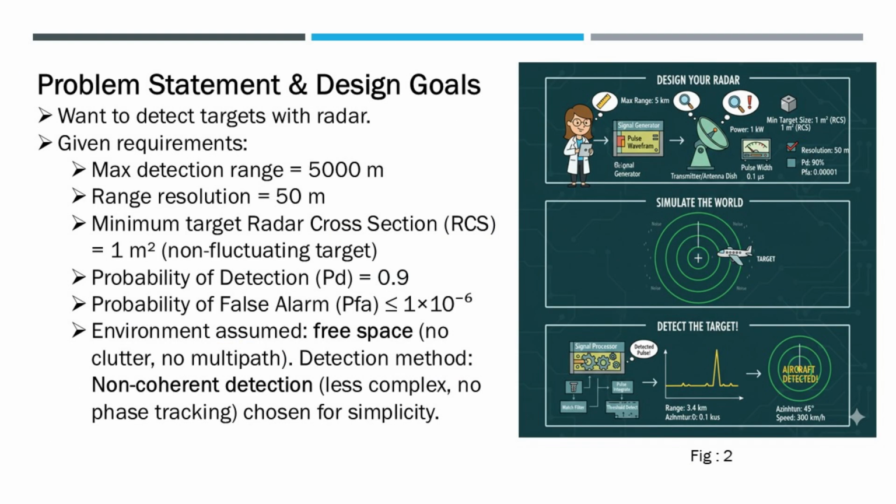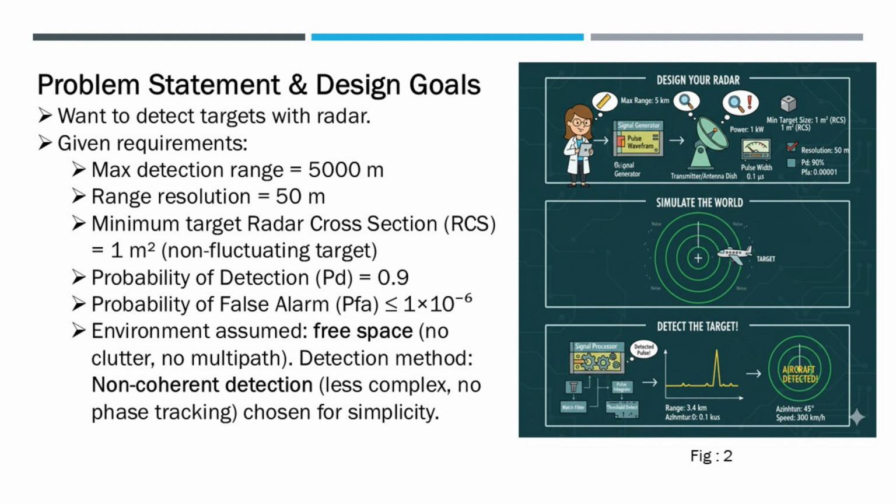Problem statement and design goals. We want to detect targets with radar. Given requirements: maximum detection range equals 5,000 meters. Range resolution equals 50 meters. Minimum target radar cross-section, RCS, equals 1 square meter, a non-fluctuating target. Probability of detection, PD, equals 0.9.